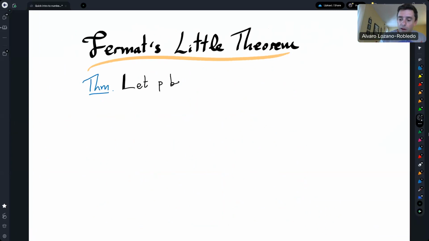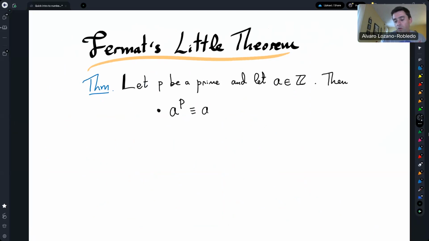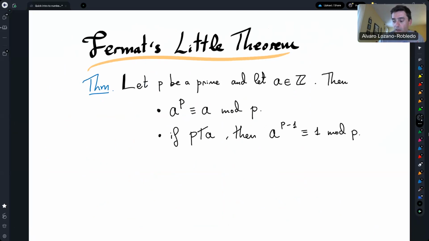Let P be a prime, and let A be an integer. Then, first, A to the P is congruent to A modulo P for every integer A. And also, if P does not divide A, then A to the P minus 1 is congruent to 1 modulo P. So that is what Fermat's little theorem says.